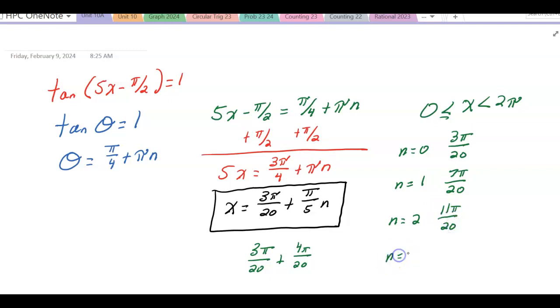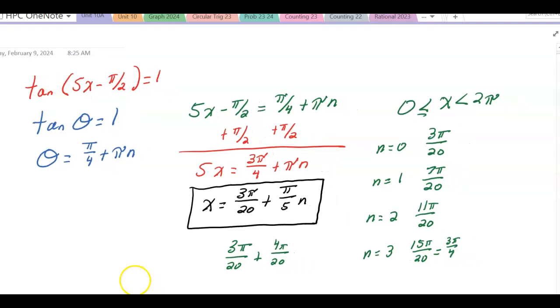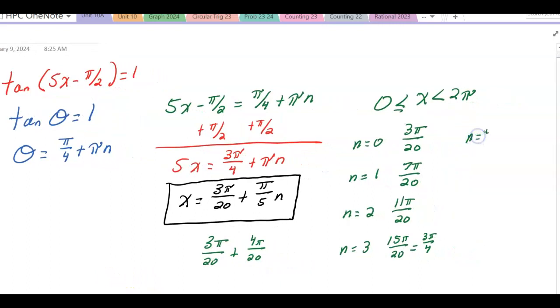If n is equal to 3, you're going to add 12 pi over 20. So doing that, adding another 4 pi over 20, you're going to get 15 pi over 20. That does reduce by 5, so that's 3 pi over 4. Then if n is equal to 4, you get to add another 4 pi over 20, so that's 19 pi over 20. If n is equal to 5, you're going to get 23 pi over 20. If n is equal to 6, you're adding another 4 pi over 20, so 27 pi over 20. If n is equal to 7, you'll get 31 pi over 20.